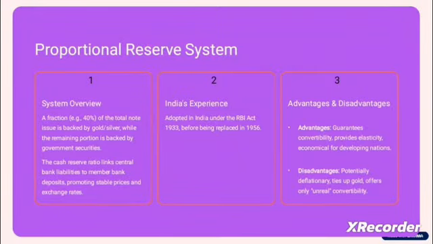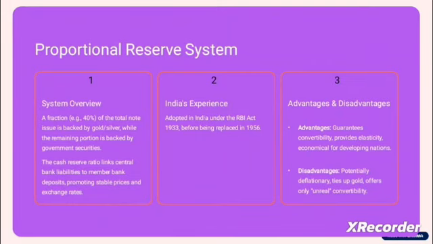Slide 7. Proportional reserve system. In the proportional reserve system, a fraction, for example 40%, of the total note issue is backed by gold or silver, while the remaining portion is backed by government securities. The cash reserve ratio links central bank liabilities to member bank deposits, promoting stable prices and exchange rates.